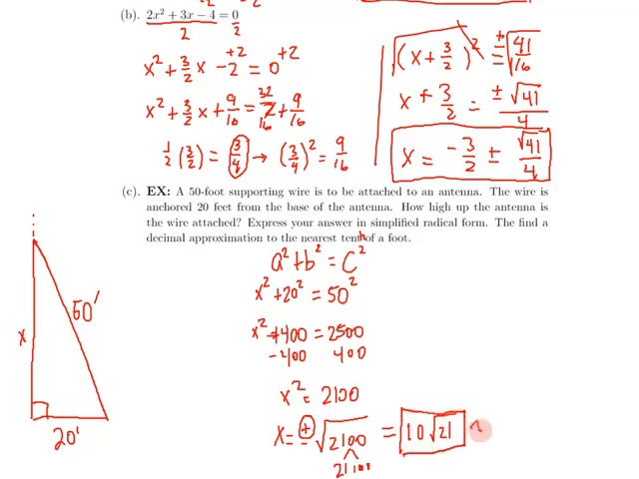It also asks us to find a decimal approximation, so I'll go to my calculator and I'll type in 10 times the square root of 21, which gives me 45.8 feet. And that concludes section 8.1.